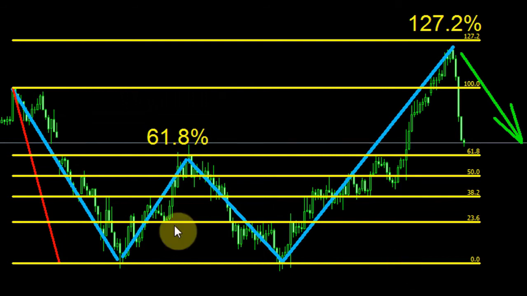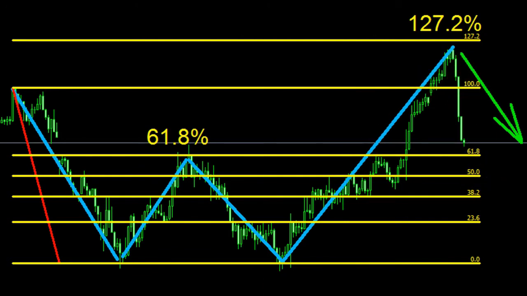Nobody actually knows why markets move like that. Why is it exactly 61.8% here, and why is it exactly 127.2% here? In fact, this ratio can be a bit different. It can be the full 161.8%. It can be another harmonic ratio. But the fact is that there are harmonic ratios involved multiple times in these formations.